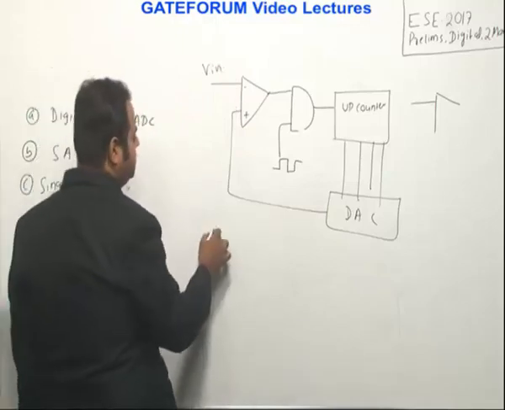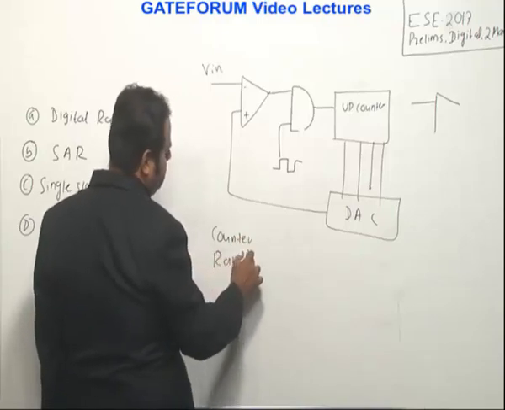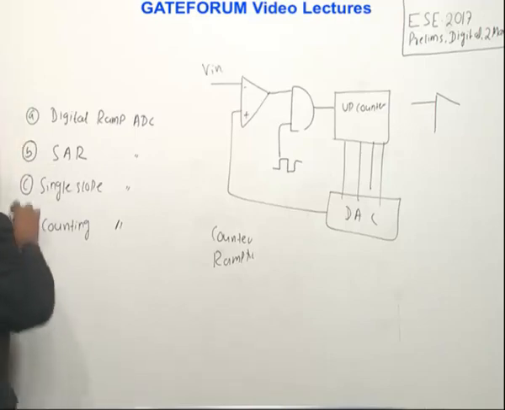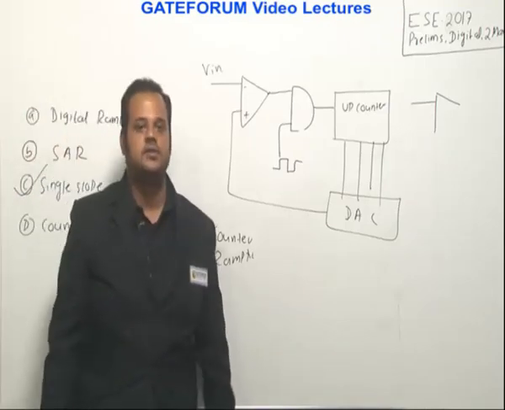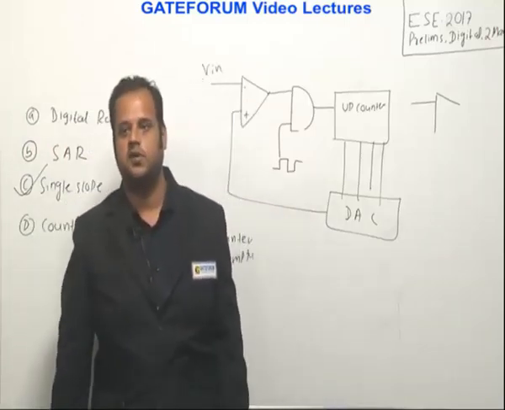So what is this diagram? This is known as the counter type ADC, or the RAM type ADC. Both are actually the same thing. So if you see these, in SAR type we are using the digital to analog converter, and even in the RAM type as well as the counter type we are using the DAC. So what is the question asked? In which of the following are we not using the DAC? Single slope type ADC, we are not using the DAC. So the answer is option C.